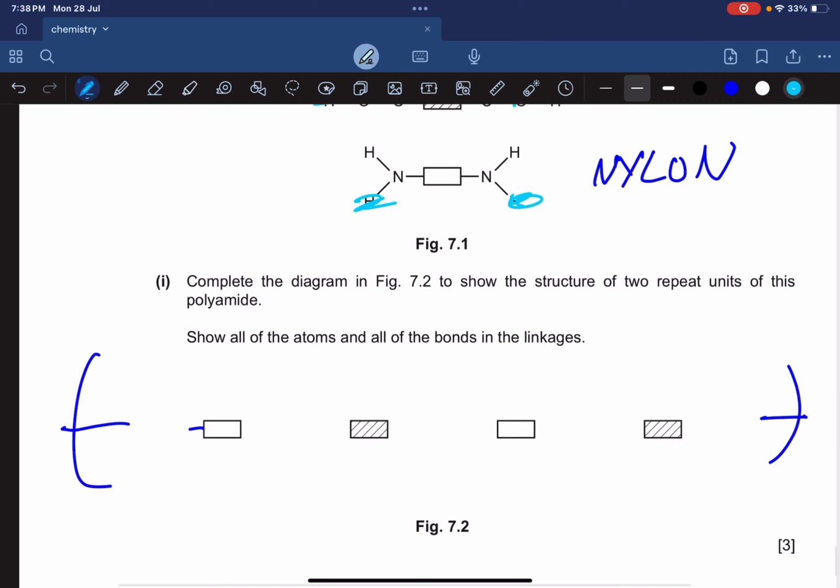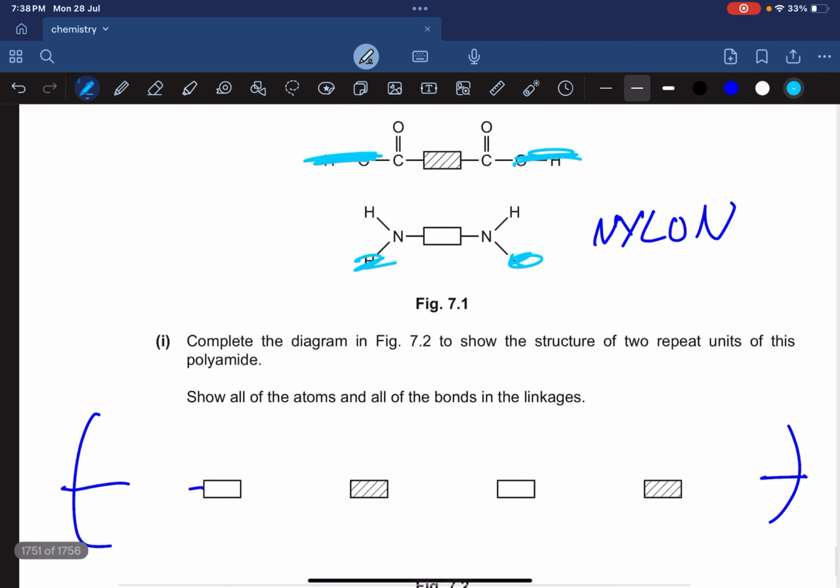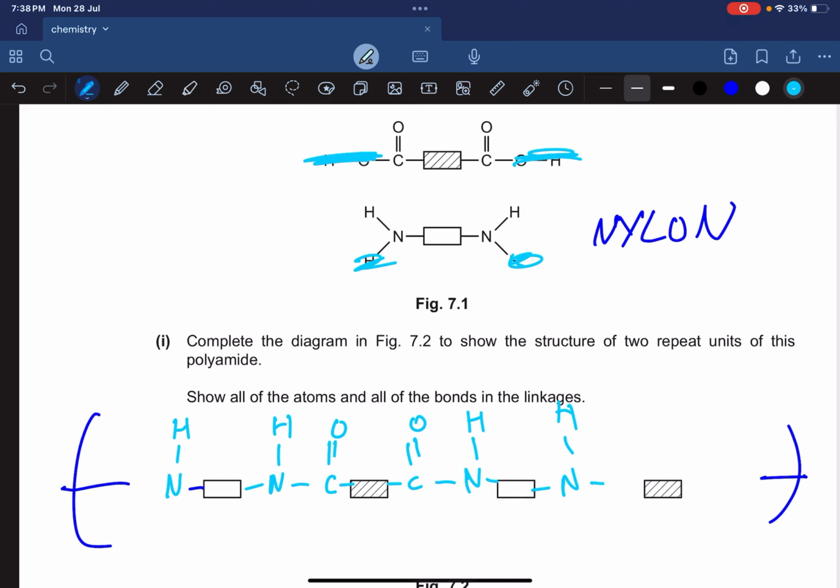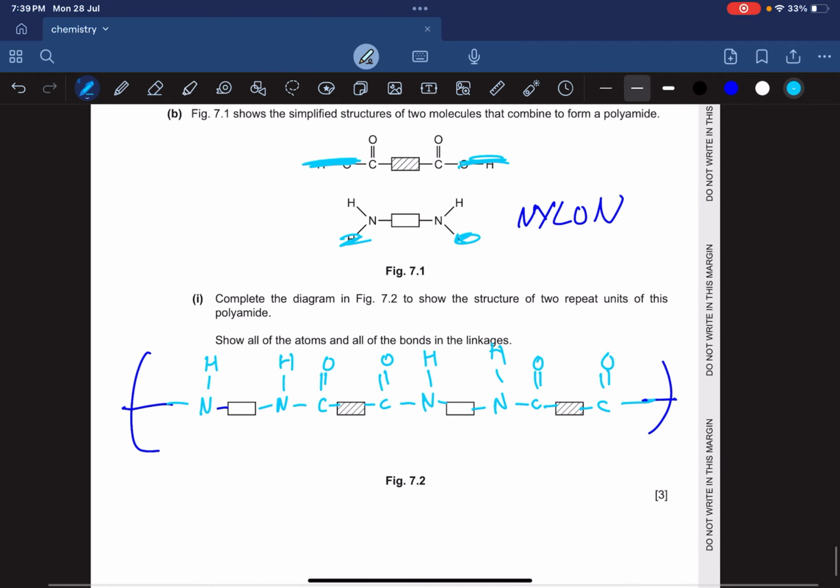So now we just start with forming this. We have N, we have H. Over here we're going to have N, we're going to have H. This is going to be bonded to a C double bond O. Over here C double bond O, N, H, N, H, C double bond O, C double bond O. And over here we have some extension bonds. That's going to be it.